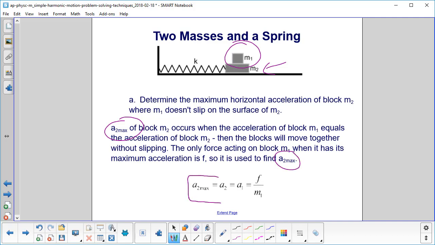So what is A2 max? That will equal A2, which equals A1. And the only force acting on M1 is F. So the acceleration is F over M1, right? We're just dealing with the free body diagram for mass 1. So yes, the answer is that simple. It's F over M1.